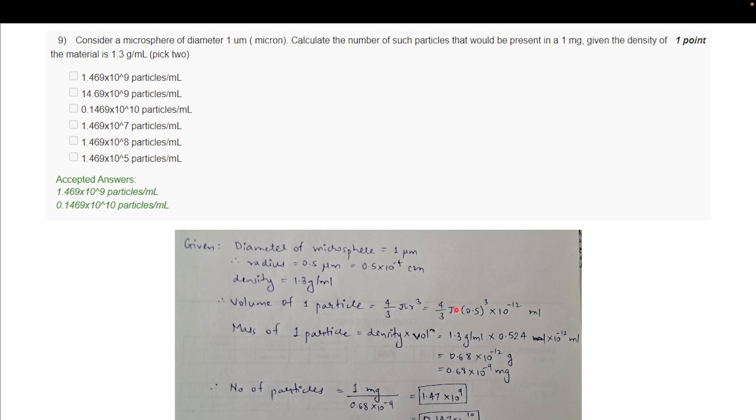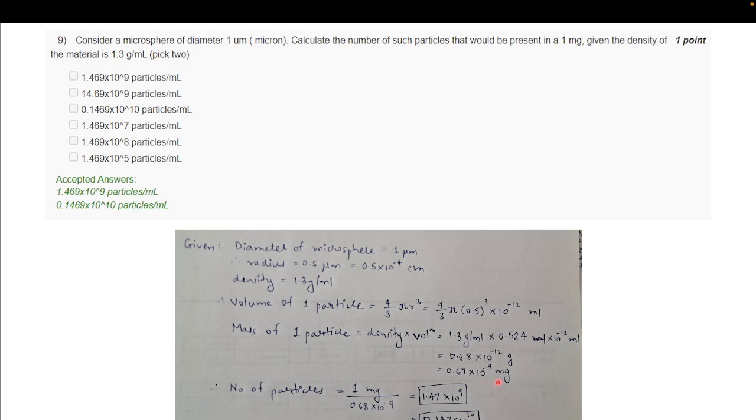Now to calculate what would be the mass of one particle, we just make use of density, which is mass per unit volume. So you use that formula, and then you calculate what would be the mass of one particle. So if you just put these values, you will get that one particle of this microsphere is going to have a mass of this much, 0.68 × 10⁻⁹ mg.